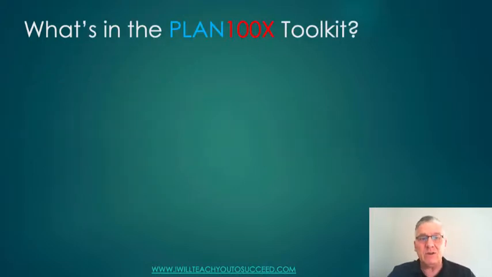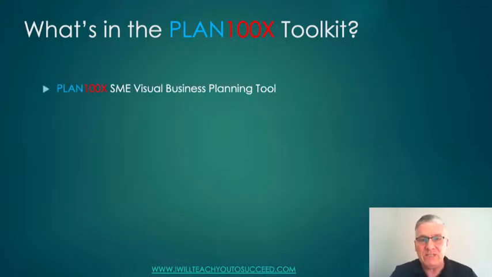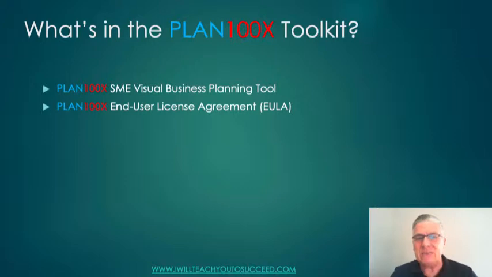Right, so let me go on to telling you about what's in this PLAN100X toolkit. The first thing is, you get the business planning tool, the PLAN100X SME, small to medium enterprise visual business planning tool. The second thing, there's an end user license agreement. Please respect this. This license agreement says it is for your use. You can obviously use it on multiple businesses, but it's for your use. So we don't want you passing this around. When you download this tool and you open and accept this end user license agreement, it is a single user license agreement.